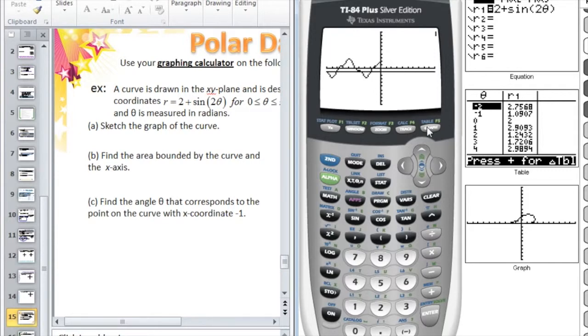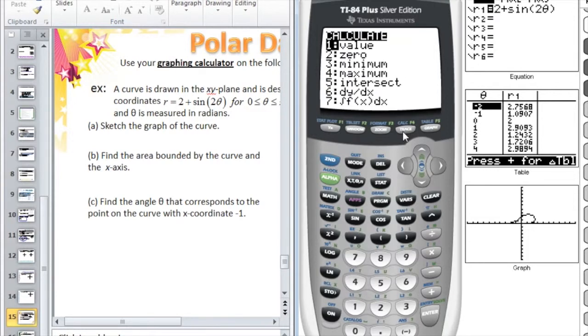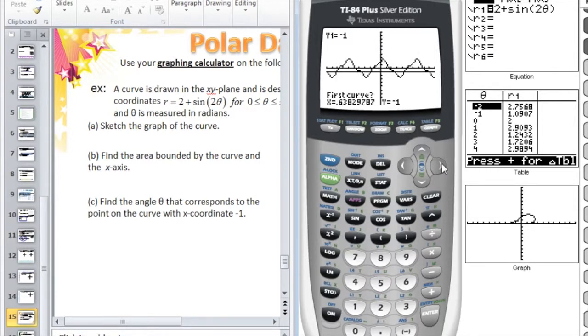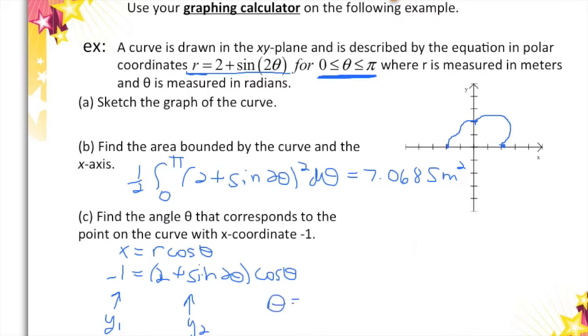Notice that I've got a lot of intersections, so I need to think back to my restrictions. My restrictions limited me from 0 to pi. Pi is about 3.14, so I'm thinking that this intersection is the one that I need. That's the one that I'm looking for, so I do second calc. I go to intersection, scroll over to the intersection that I want, and then hit enter, enter, enter. And that is my theta value. We're going to get a theta value of 2.6303. And that would be in radians, so we can leave it like that, or we can write radians.